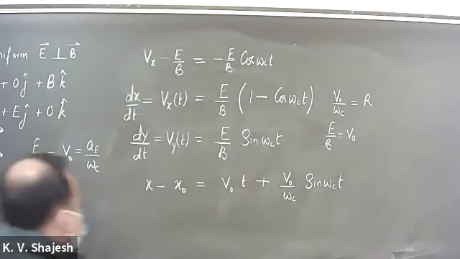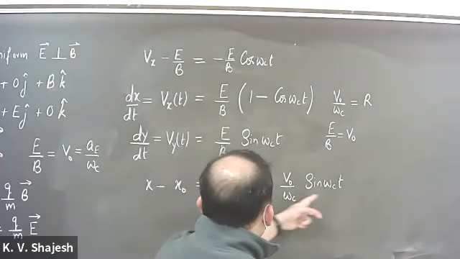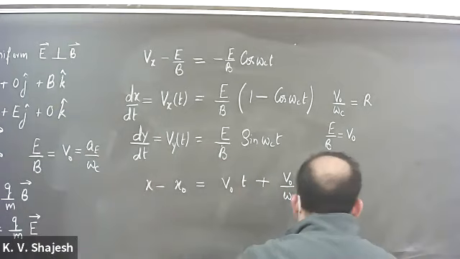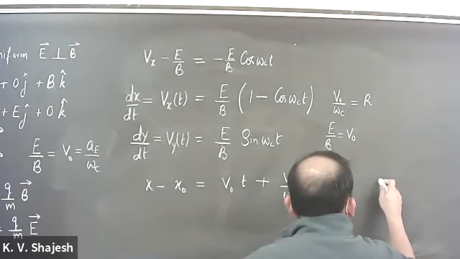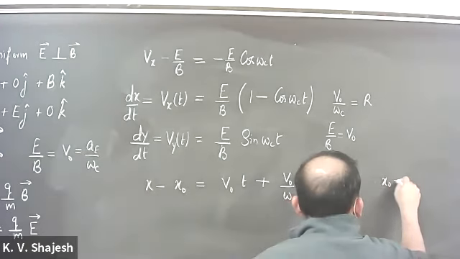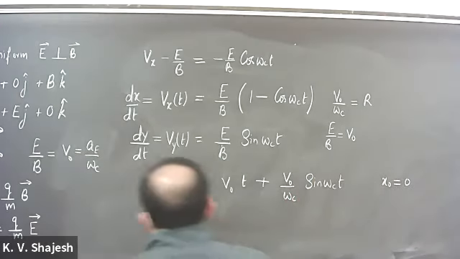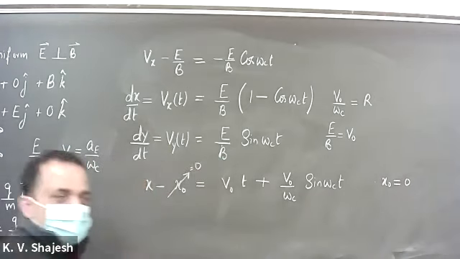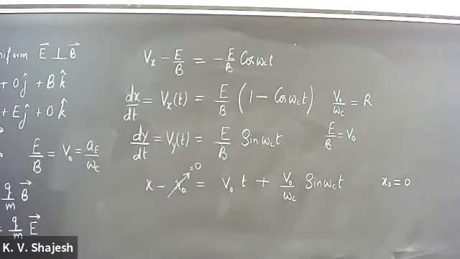Okay, at time t equal to 0, what happens? At time t equal to 0, the right hand side is all 0, position is 0 because it starts from the origin. So the initial condition implies that x naught is equal to 0. So this is not bad, because of the initial condition.